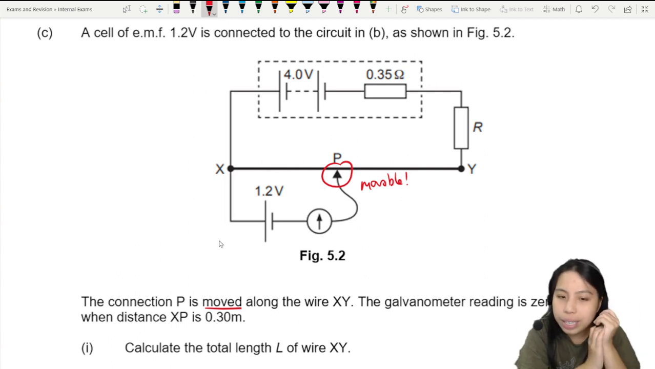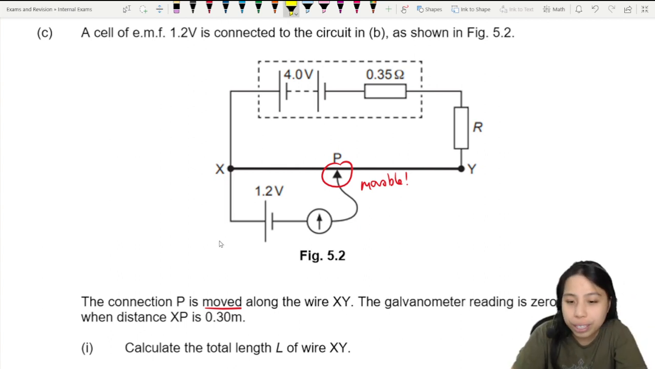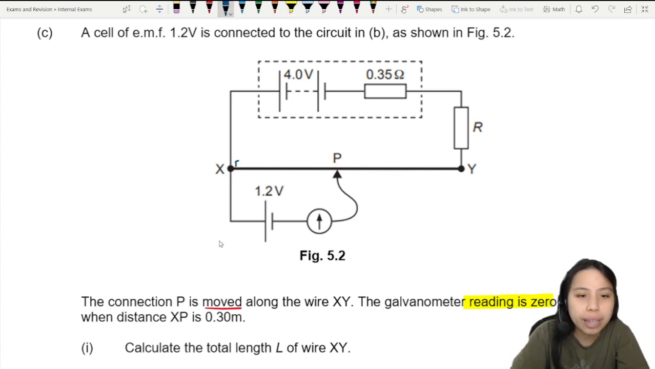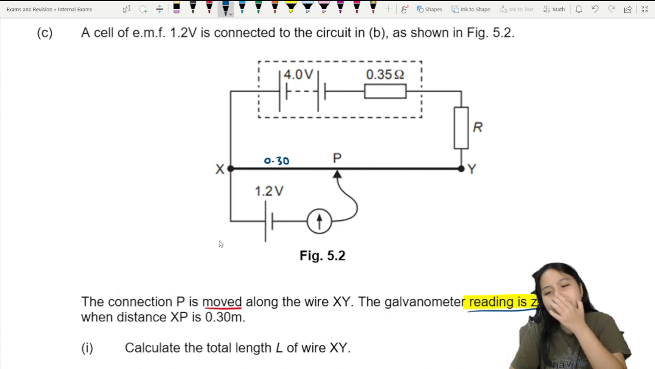Okay, the galvanometer reading is 0. This is a very important clue right here. When the distance XP is 0.3 meter. Let's label that. So here to here. Actually, let's just write here, 0.3. What does reading is 0 mean?